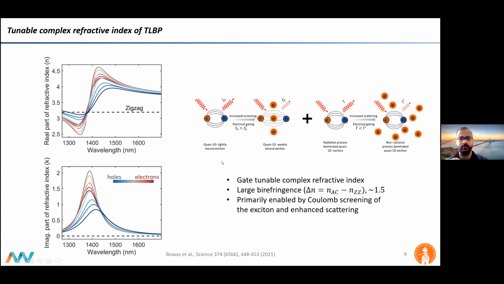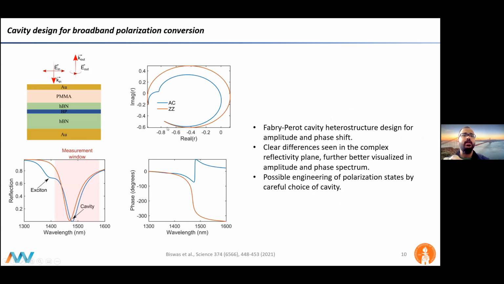your transitions. So taking these numbers, we basically did a simple transfer matrix calculation of polarization conversion or reflectivity analysis. And if we look in the complex reflectivity plane, we can see that there's a significant difference in the armchair and zigzag direction. And if we break it down in the amplitude and phase, we can see that we have quite significant differences in amplitude and phase close to the cavity resonance.